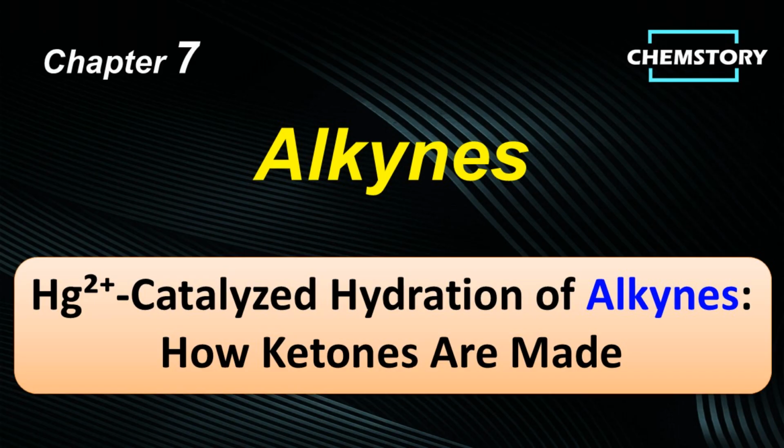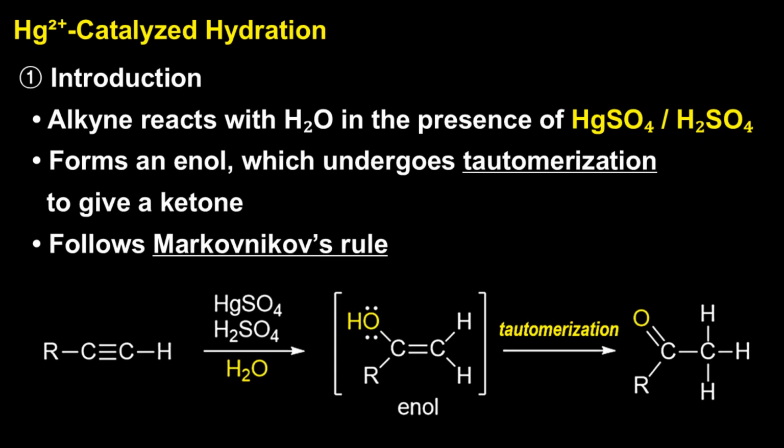Today we're diving into how alkynes react with water when a mercury catalyst is involved. It's an important reaction because it gives us ketones. So in this lesson, we'll break down exactly how that transformation works, step by step. Let's get started. Alright, let's start by taking a big picture look at how this reaction works.